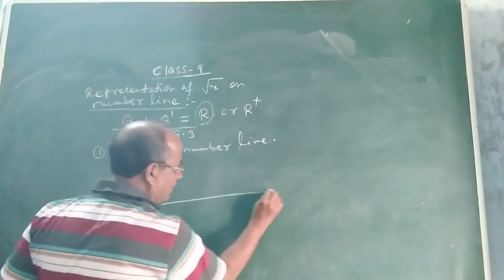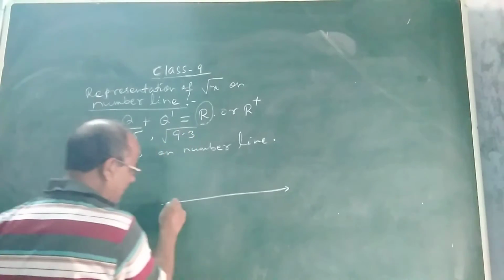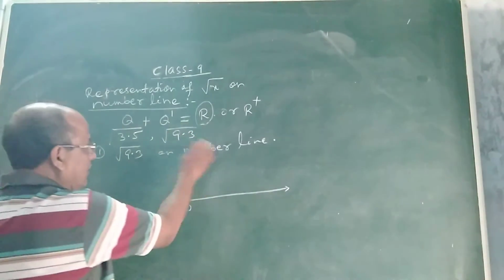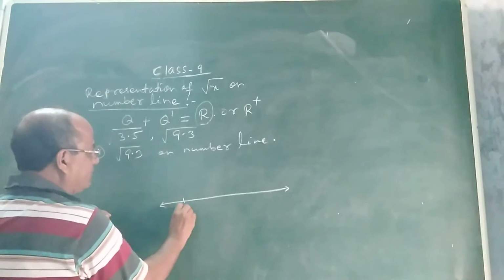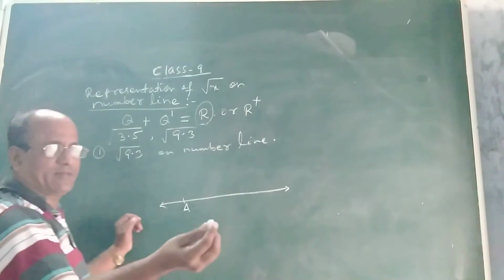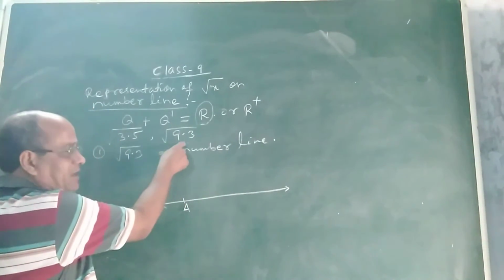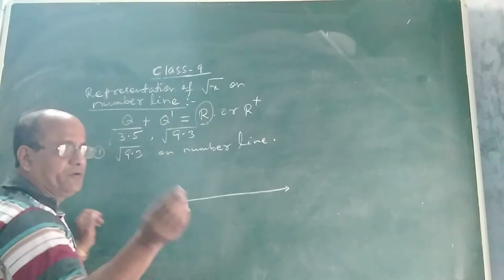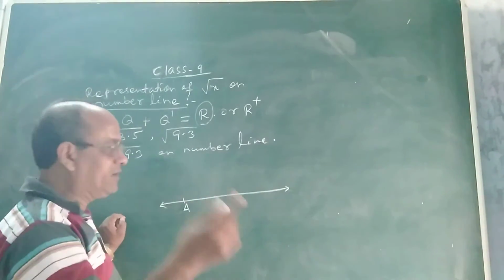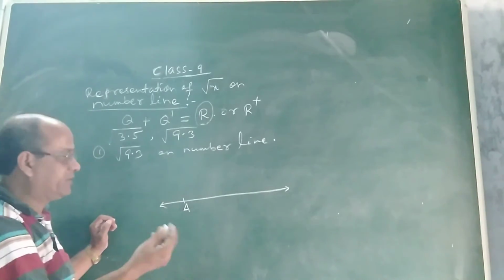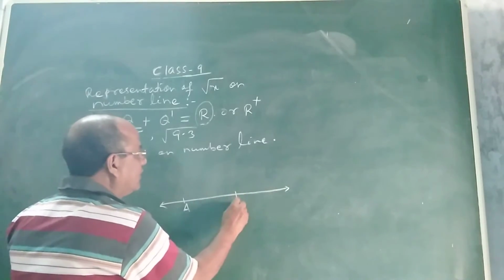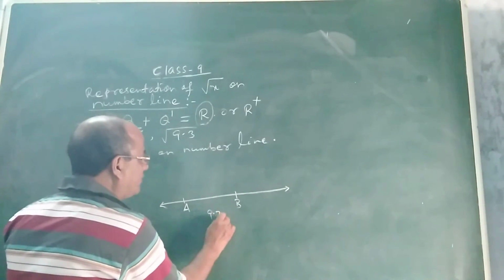First you draw a number line. Suppose this is our number line. Mark this point, suppose this is O. Now suppose this is A. We want to represent 9.3. So choose an appropriate scale of 1 unit. 9.3 means it is 9.3 units, not centimeters. If you take 1 unit as 1 centimeter, then 9.3 units will be equal to 9.3 centimeters. Suppose we take this as our AB, AB equal to 9.3 centimeters.